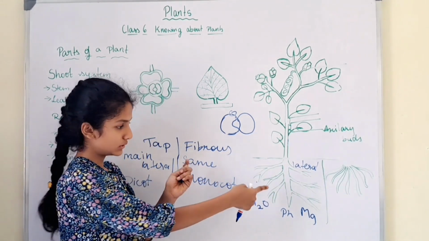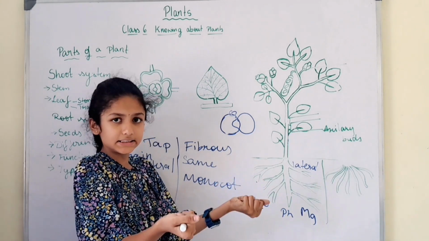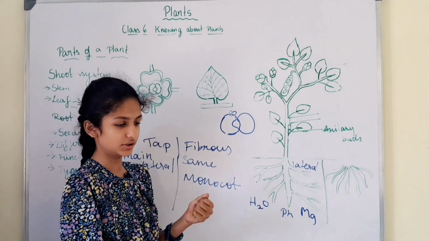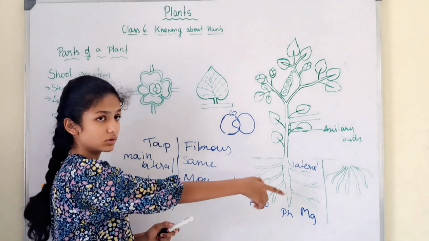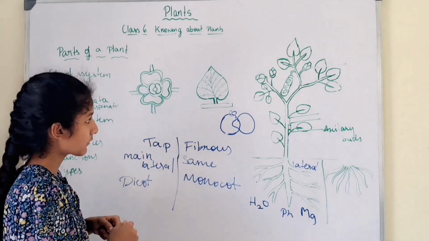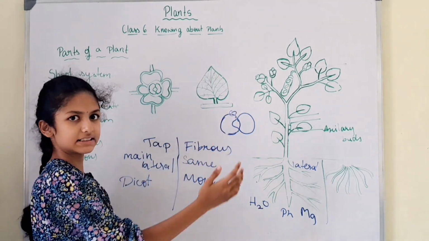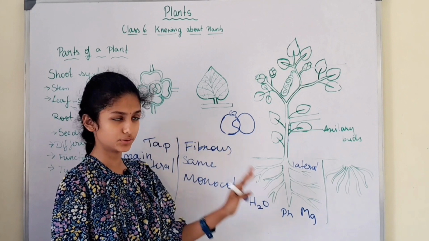To fix the plant, the roots have to go deep. While going deep, they cling and hold on to the soil and prevent soil erosion. In plants like carrot, radish, turnip, these roots store food. At last, we will be seeing the modification of roots. First, let us complete the parts of the shoot system. This is all about roots.